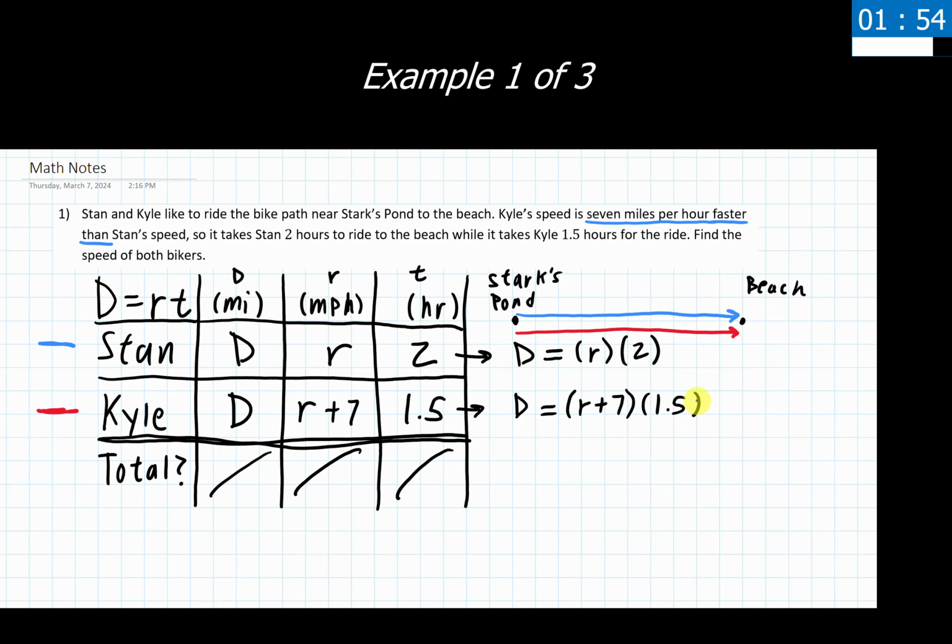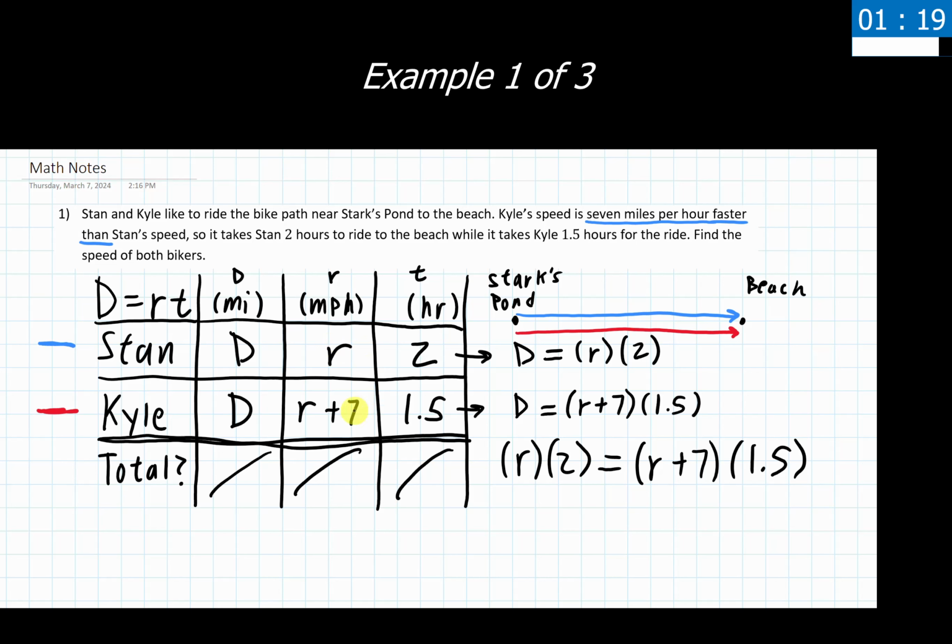And the step further, the final piece to bring this all together, is noting that these two distances are the exact same. They are equal to one another, which means I can bring these equations together and set them equal to one another, which gives me the equation of this here. I have r times 2 is equal to r plus 7 times 1.5. And now from here, I can go through and solve for the rate that Stan traveled.